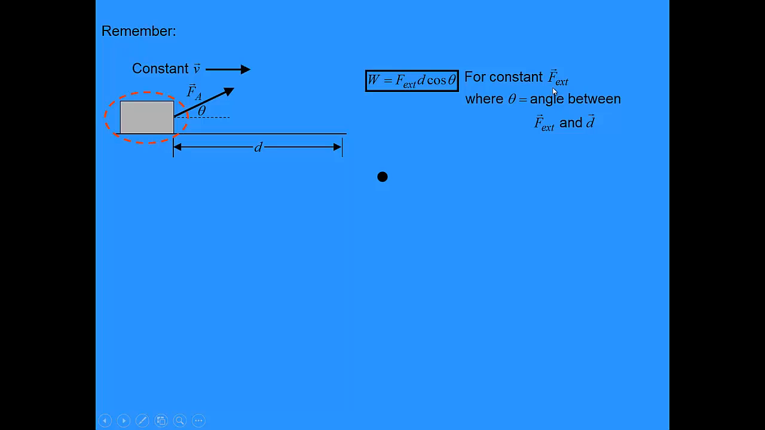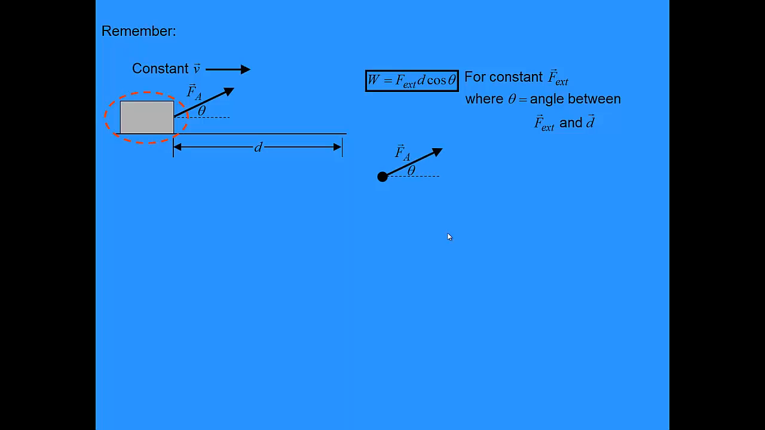And again, F_ext is the external force, which in this case is the applied force. And theta, got to be careful what angle theta is. Theta is the angle between the external force and the displacement. What's the angle in between? Well, to see that, you have to draw the vectors tail to tail. Not head to tail, which is vector addition, but tail to tail.